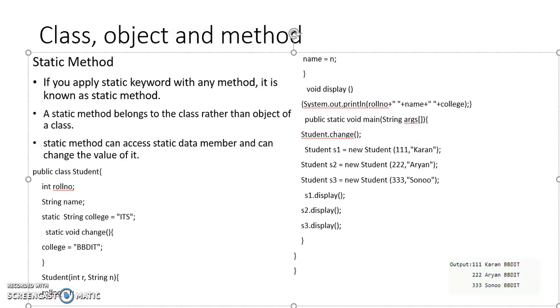So if you look at this particular program, you have a class called Student. It has a roll number variable, a name variable, and a college variable called ITS, which is declared as static. You're creating a static void change function, which has return type void and is declared as static. You can see that the college name is changed to BBDIT, and you have a constructor. All the rest of the program is the same. I will try copying it.